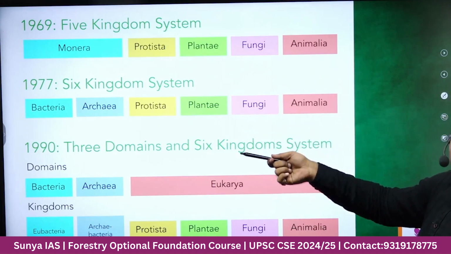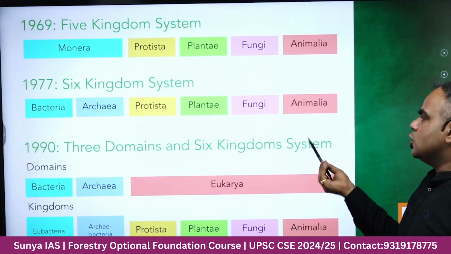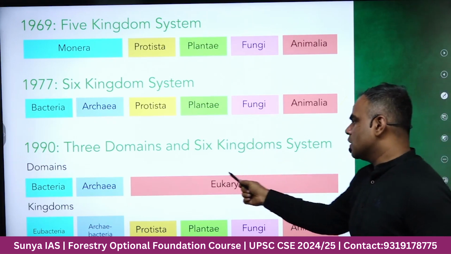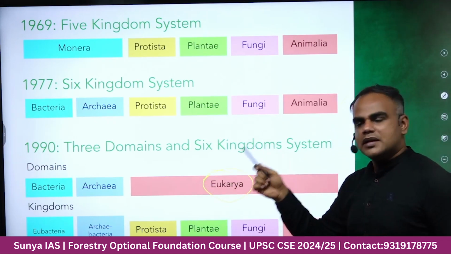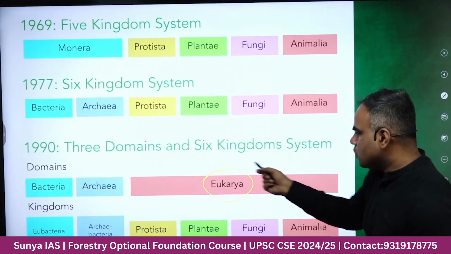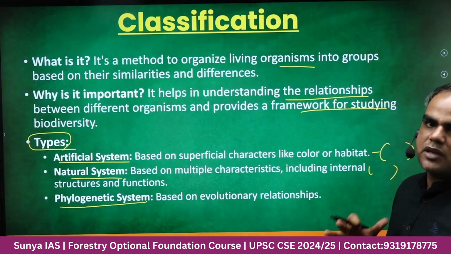You had bacteria, Archaea, Protista, plant, fungus and animal. Okay, and then you also had some domains. So domains were just like bacteria, Archaea and Eukarya. And then you had kingdoms which had Eubacteria, Archaebacteria, Protista, Plantae. So through the color code you can also understand some basic part as to how the classification was done.